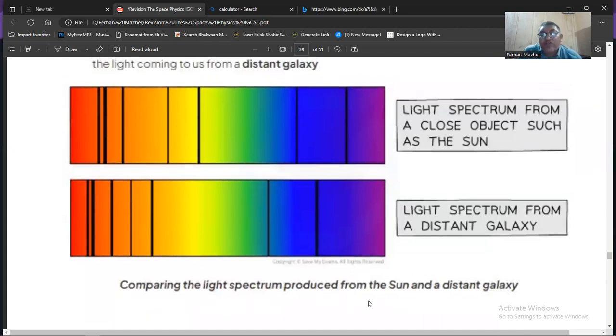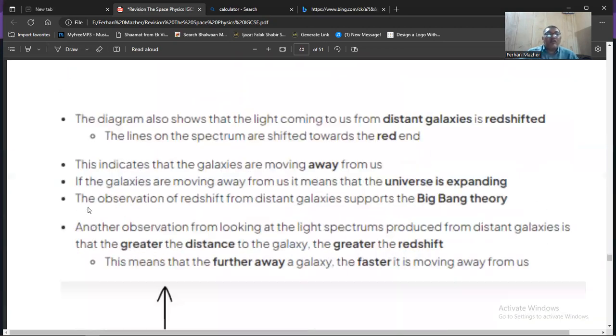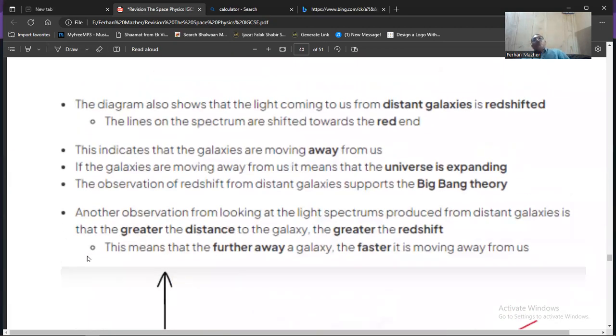Comparing the light spectrum produced from the sun and a distant galaxy. The diagram also shows that the light coming to us from distant galaxies is redshifted. The lines on the spectrum are shifted towards the red end. This indicates that the galaxies are moving away from us. If the galaxies are moving away from us, it means that the universe is expanding. The observation of redshift from distant galaxies supports the Big Bang theory.